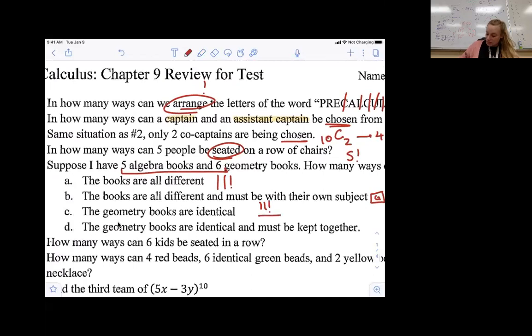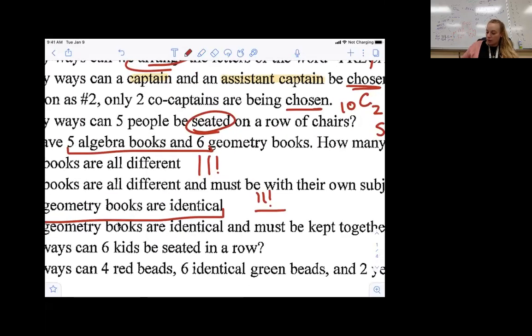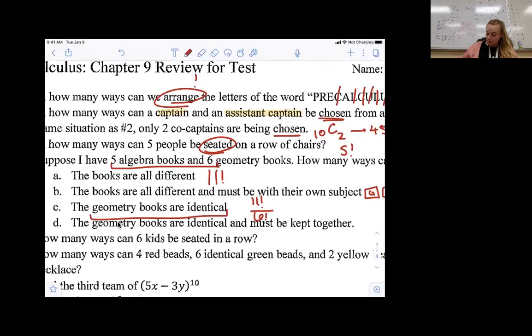But this time it tells me the geometry books are identical, which means if I have these 2 geometry books and then I switch them, but everything else stays the same, if they were unique books, if they were different, if I switch their places, the shelving would look different. Since they're the same though, it doesn't look any different because I switched these identical books. So we're going to divide by all the repeats, and there are 6 geometry books. And so I'm going to do 11 factorial divided by 6 factorial.